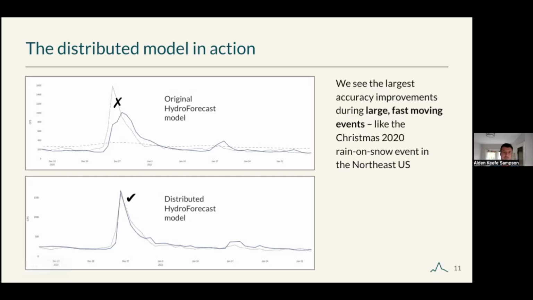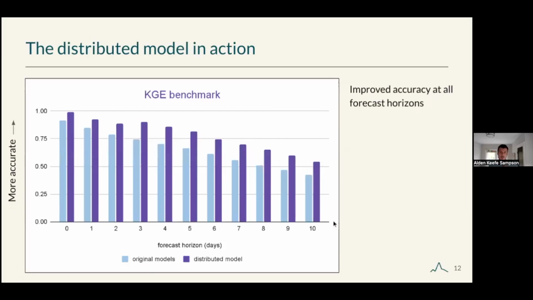We also, at a kind of more broader statistical evaluation of this model, have seen consistent accuracy improvements at all of our forecast horizons of the short-term model going out to 10 days into the future. This is just one example here. It's the Kling-Gupta efficiency. It's very similar to the Nash-Sutcliffe efficiency. Higher is better. And you can see these dark purple lines, that dark purple bar at all horizons is better than our previous model, which was already doing fairly good. So we're pretty excited about this, and I'd be happy to answer more questions about it in the Q&A.